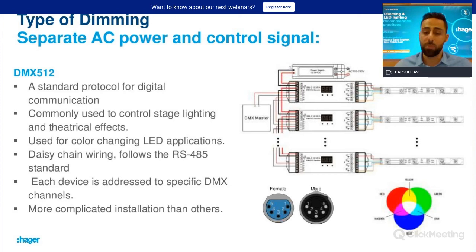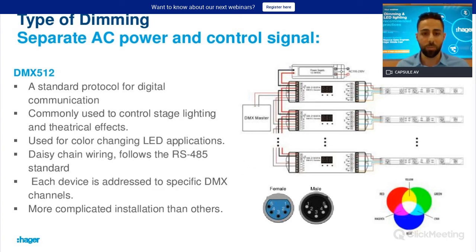Its installation is a bit more complicated than others. Why? Because it uses only daisy chain wiring. Daisy chain wiring means that the input is different from the output terminal. You have a plus terminal and a minus terminal, and you have 3 of both, so you have 6. It follows the RS485 standard. The connectors, as you see here, these male and female connectors, usually look like this.